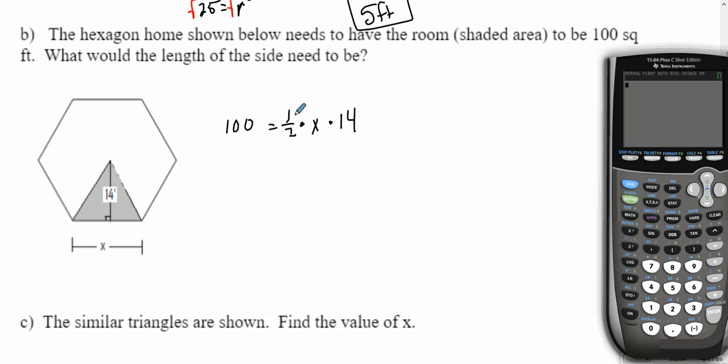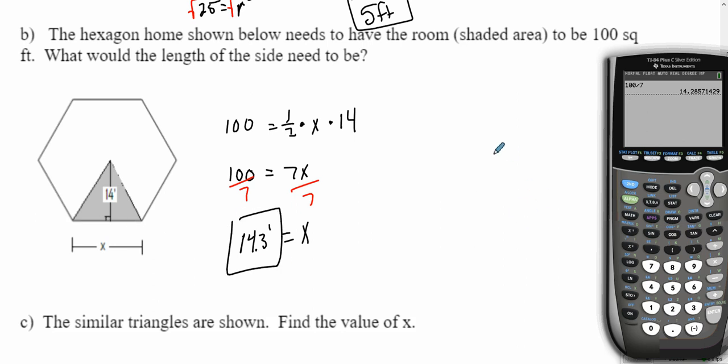All right, now when I go to solve this, the 1/2 and the 14, I can go ahead and multiply. The order of multiplication doesn't matter, so I can do the 1/2 times the 14 before I do times the x. So I get 100 equals, and 1/2 times 14 is 7, times x is 7x. So I'm going to divide both sides by 7. It's not going to come out evenly. 100 divided by 7 is 14.28, so we'll say 14.3. 14.3 feet. The length of the side needs to be 14.3 feet. That is the answer to part B.